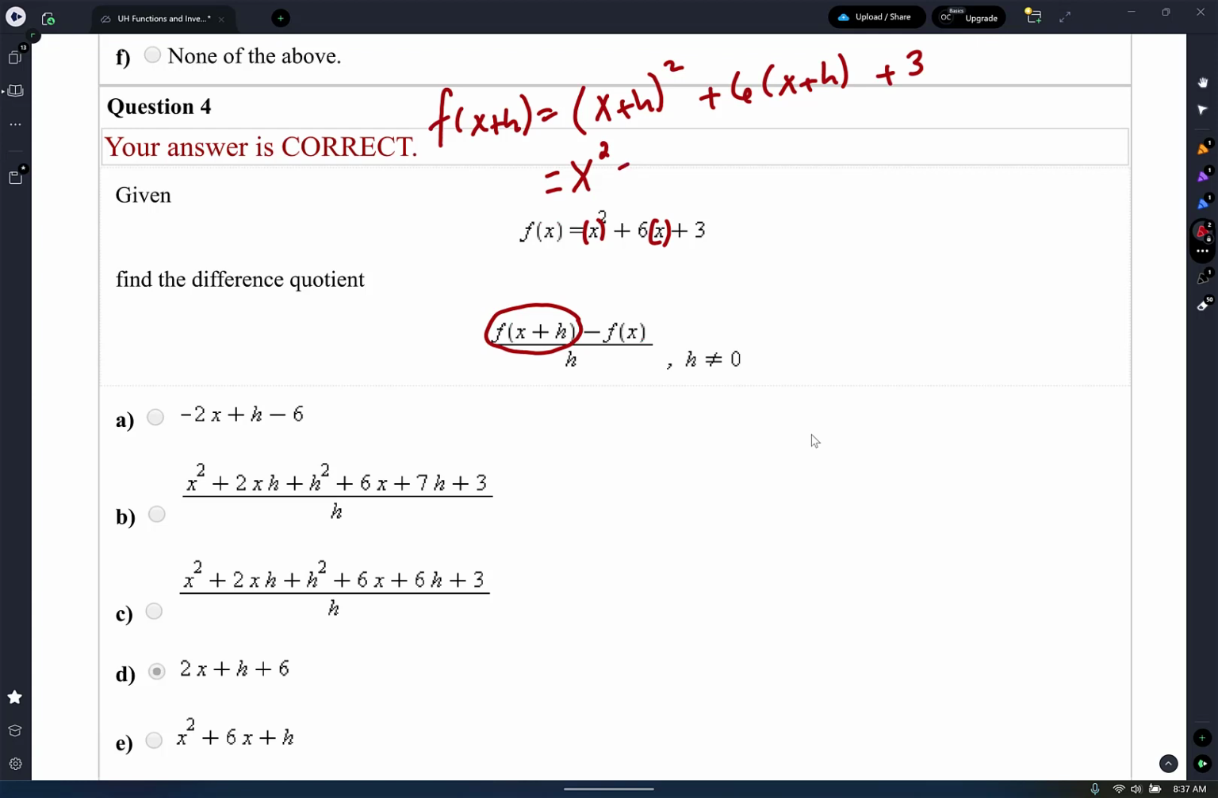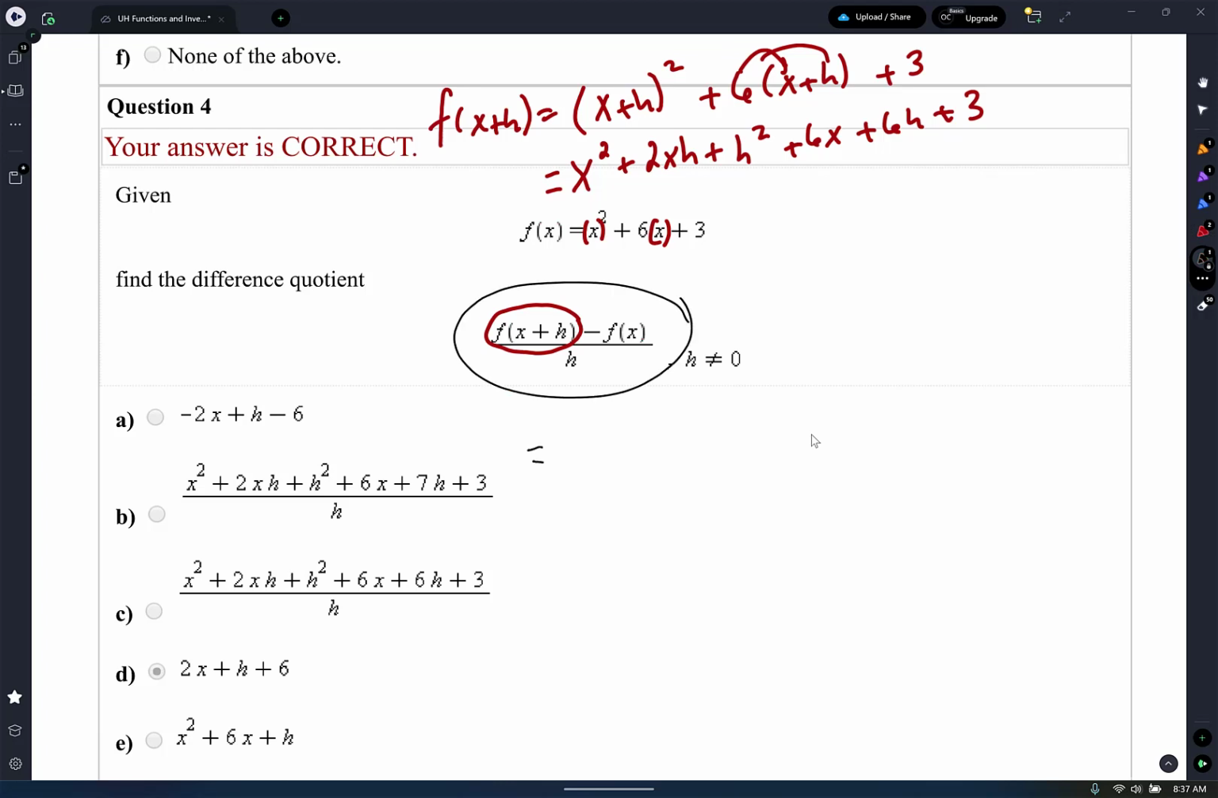That's xh. But how many of those are you going to have? 2. So 2xh plus what's h times h? H squared. There it is. I got that one out of the way. Then distribute the 6: plus 6x plus 6h and then plus 3. Nothing combines. Leave it alone. I am ready for this in black.